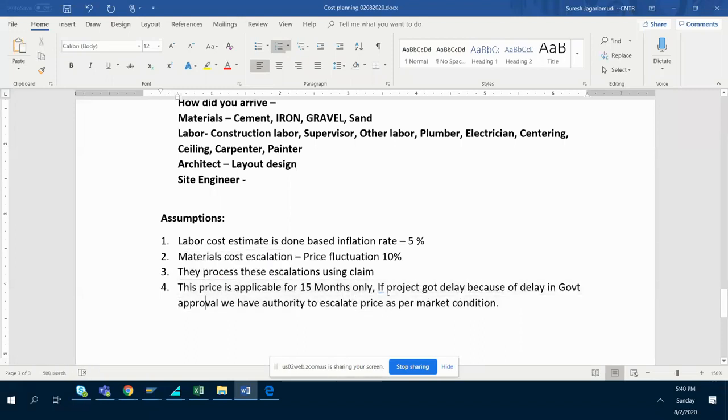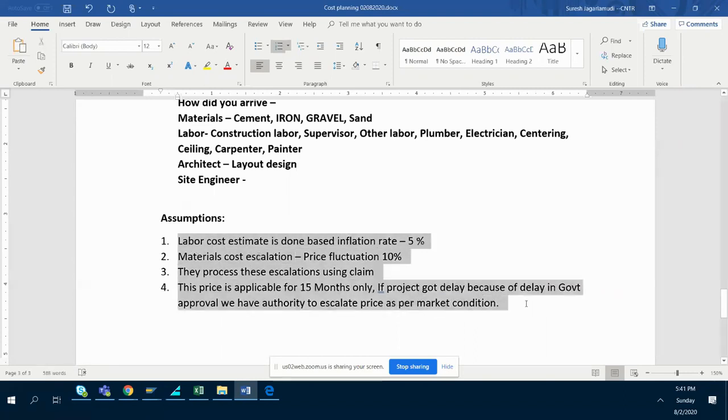You tell me what the market condition is today. Today labor cost is more because of Corona. Today cement is more because of Corona. Now you tell me what they are going to escalate. The price is 3 times what they quoted as 700 crores, what they are claiming they could save. So everything goes with these conditions identified.